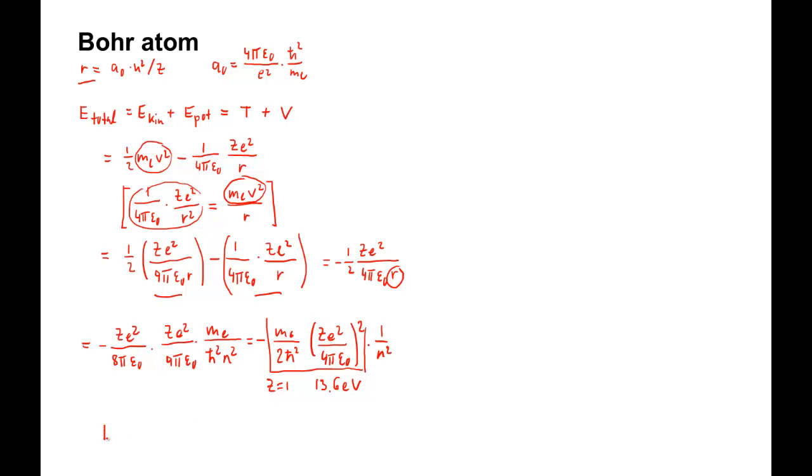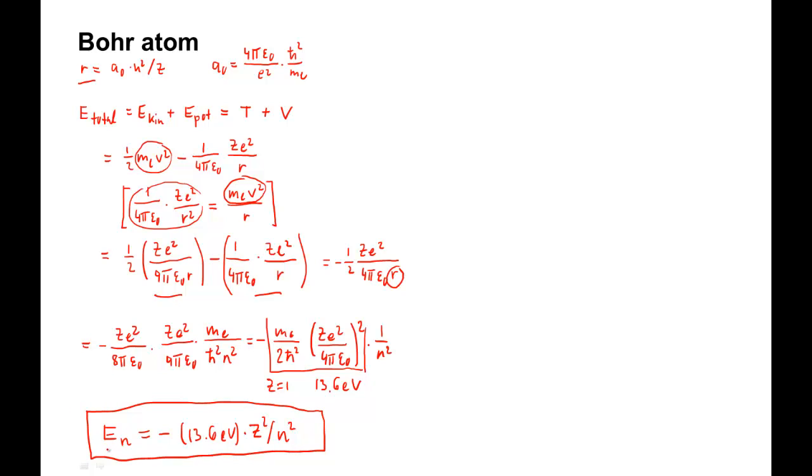So finally we can write for the energy as a function of the quantum number n that it is equal to negative 13.6 electron volts times Z squared over n squared. This is the central result of the Bohr model. It shows that the energy is quantized and that it depends on the quantum number n in a 1 over n squared fashion. Only the orbits with these energies are stable. We speak of stationary states and energy levels.